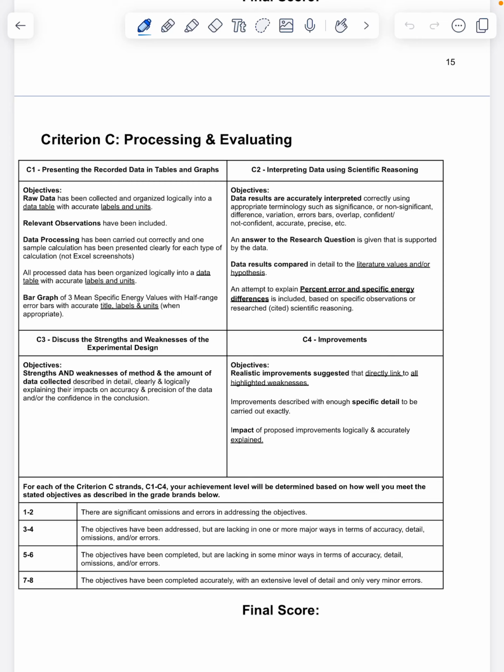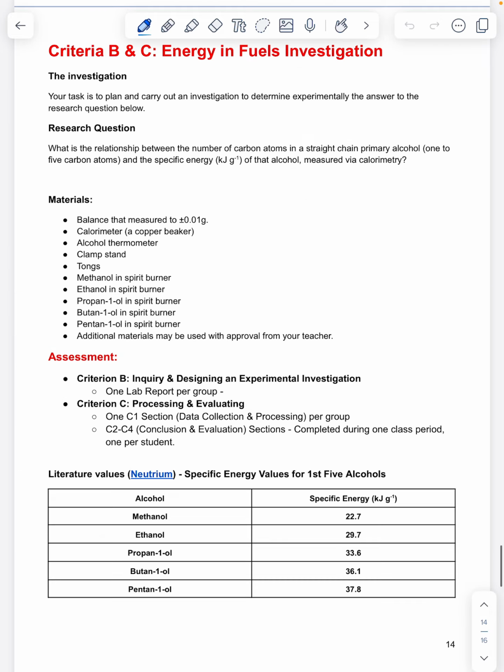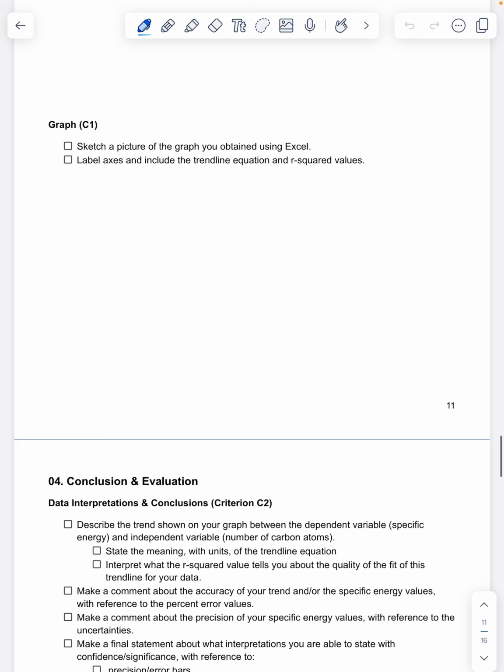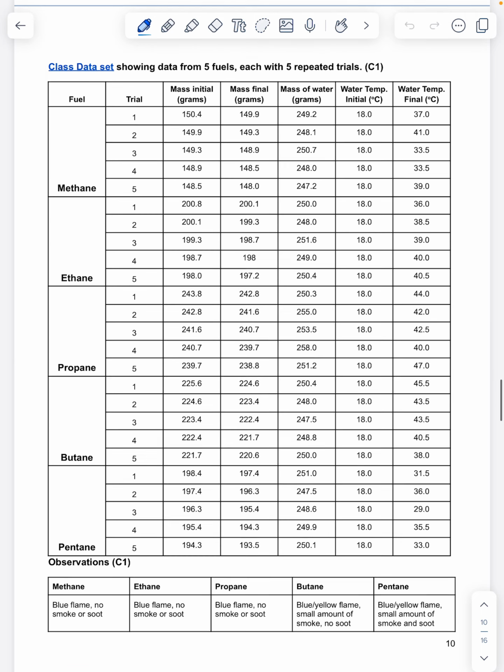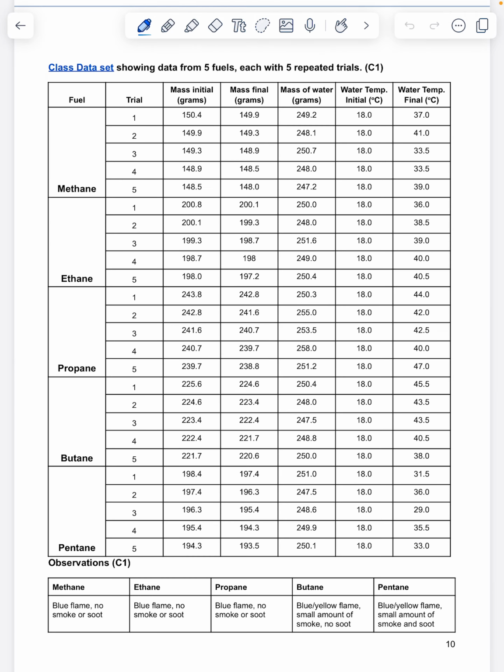Okay, so a Criterion C lab report. The Criterion C1 portion is pretty straightforward. Criterion C1 is the presenting of recorded data and also the presenting of process data in tables and graphs. So that's something that we've practiced before and that you'll be allowed to work on in this lab with your partner. So this is the sample data set that was used for the practice data processing that we did.